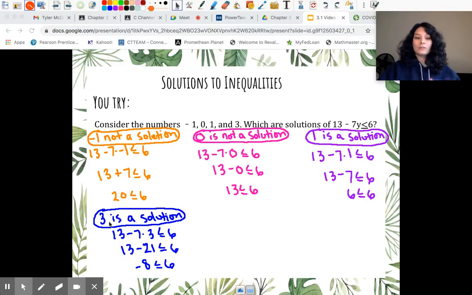It works. 3 is also a solution. When I plug it in, I get -21 when I multiply and -8 when I subtract. -8 is less than 6. They're not equal, but it is less than. So again, since one of those statements is true, it works.